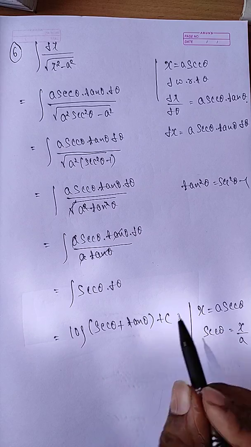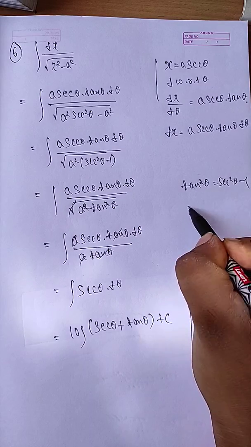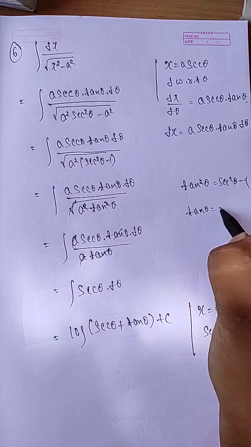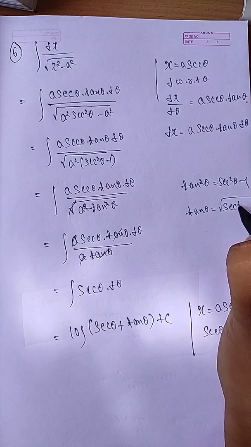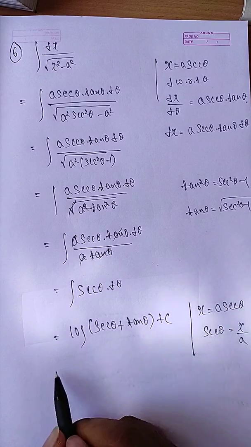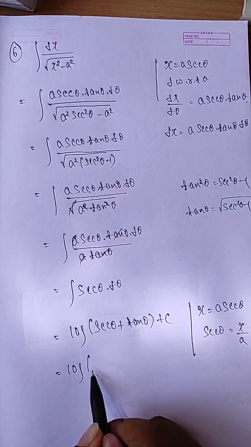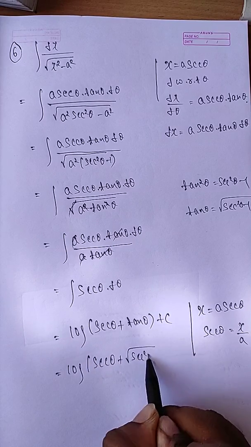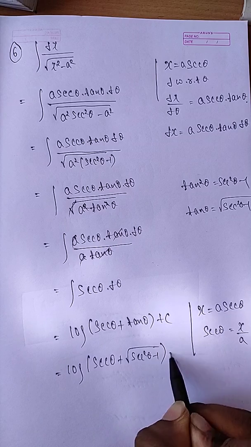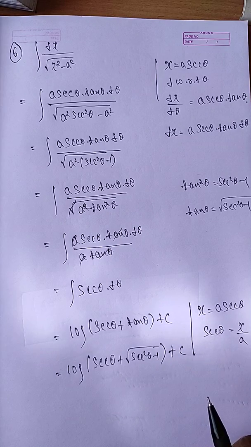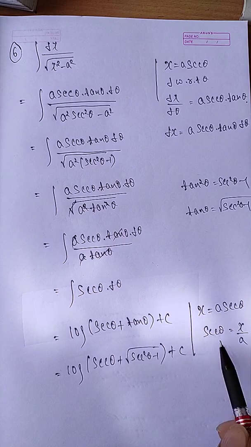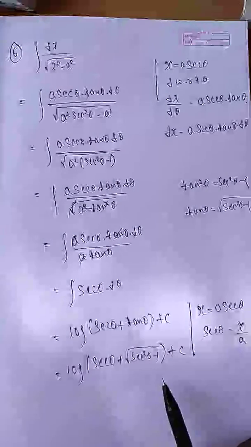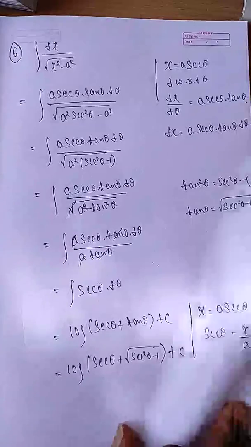So what do you do? Here we have tan theta. Tan theta can be written in terms of secant theta like this: root of secant square theta minus 1. So I am writing this: log of secant theta plus root of secant square theta minus 1 plus c. Okay? We are doing the same way as in the last proof, nothing changes. We are substituting the secant theta as x by a.